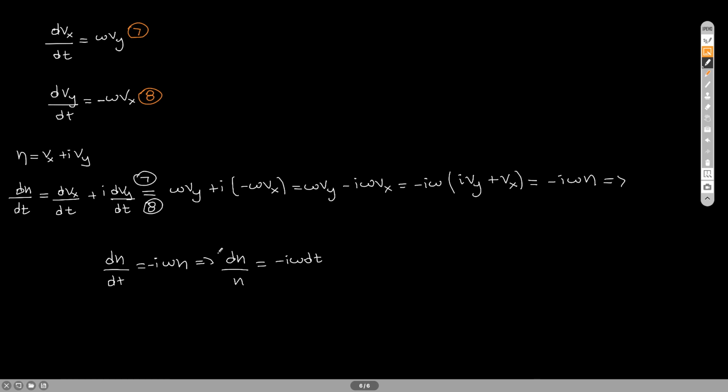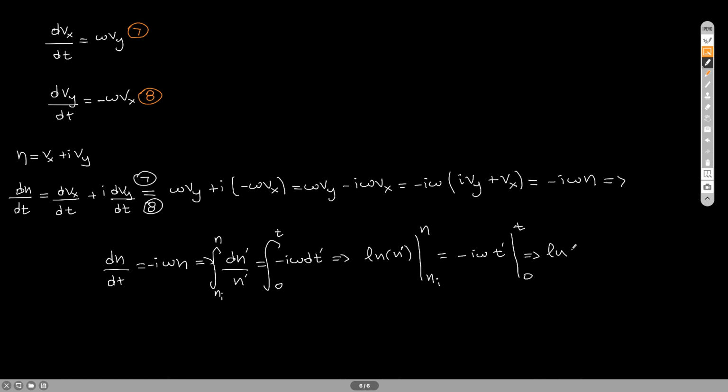And now I can integrate. I'm going to say that this goes from 0 to t, and I'm going to change that to a t prime. This goes from eta initial to eta final, and I'm going to change that to prime. This gives me the natural log of eta prime from eta initial to eta final. This is simply minus i omega t prime from 0 to t.